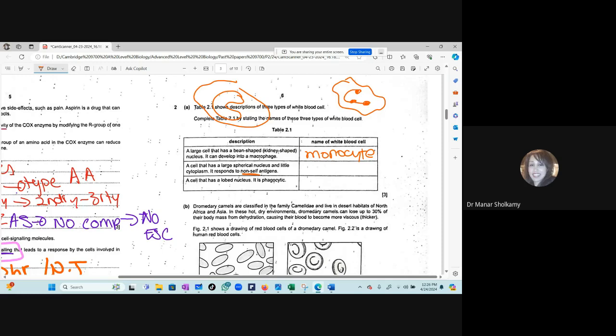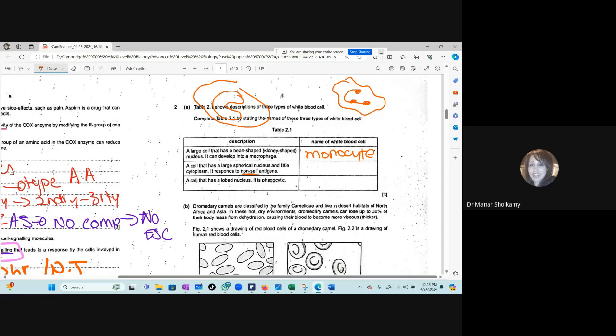Okay, let's continue. Until now, I see that the exam is easy. Let's see, description. A large cell that has a bean-shaped, kidney-shaped nucleus. It can develop into a macrophage. What is the name of this white blood cell? Phagocytes. Which phagocyte? Because we have two phagocytes. The neutrophil or the monocyte? The neutrophil? No, the neutrophil is large and irregular and it has a lobed nucleus. But which one is bigger and has a kidney-shaped nucleus? The monocyte. Don't forget, we want the monocyte.